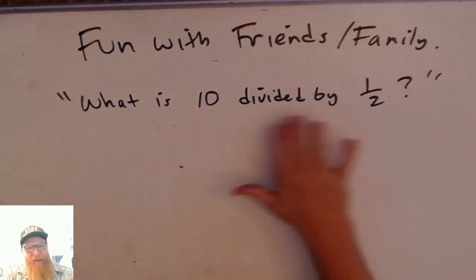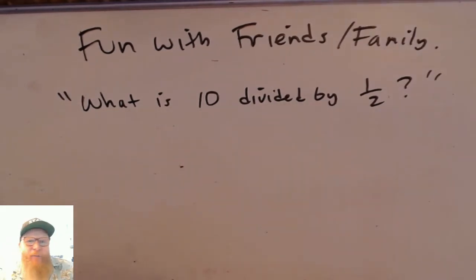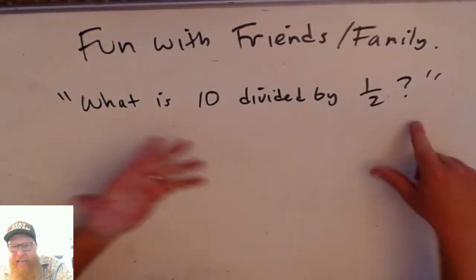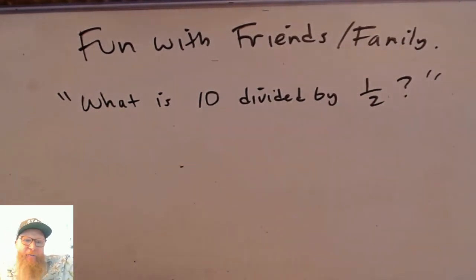Most people will say 5. In fact, try it. You can try it at the store. You can try it anywhere you run into somebody. What's 10 divided by a half? Most people will say 5. Right? It's just human instinct, because human instinct is 10, half of 10, and your brain says it's 5. But that's not correct.